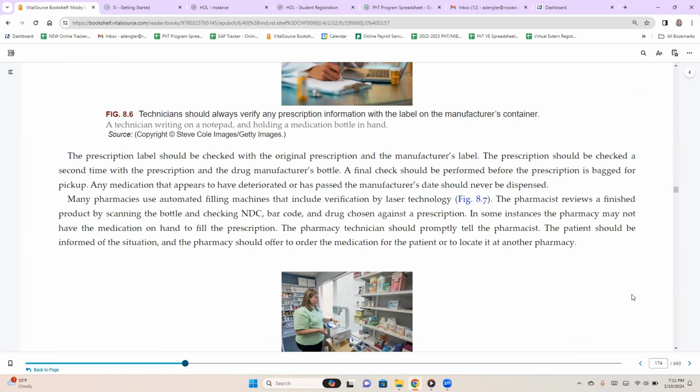Many pharmacies use automated filling machines that include verification by laser technology. The pharmacist reviews a finished product by scanning the bottle and checking NDC barcode and drug chosen against the prescription.